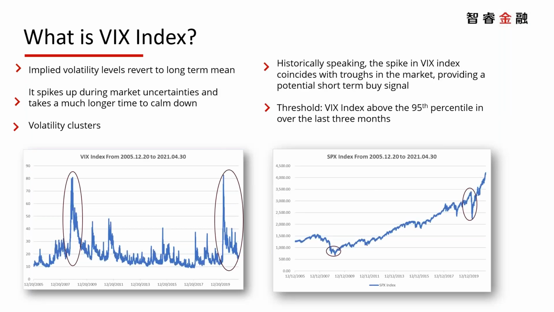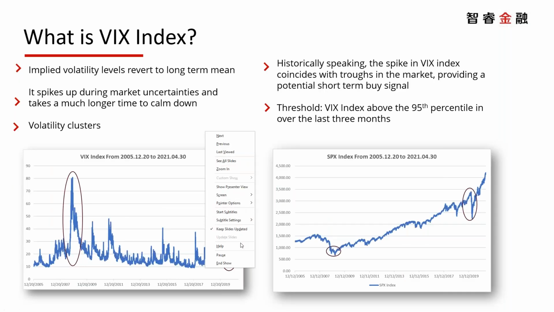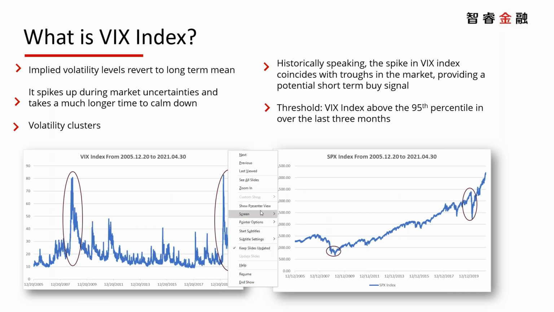So let's continue. On the left-hand side is the VIX index for the past 16 years. The average index level is around 19, but it can go as high as 80 and as low as 10. From the chart, you can spot some characteristics of the VIX index, or implied volatilities in general.